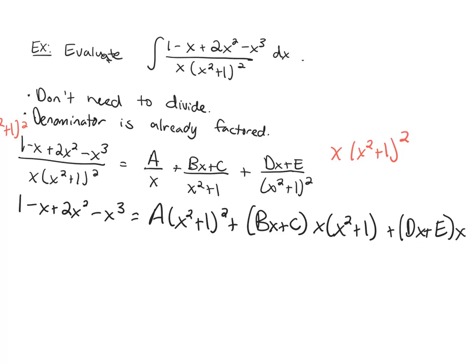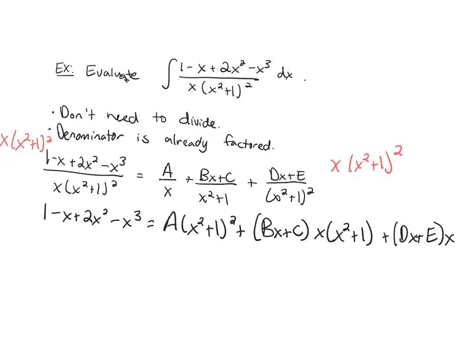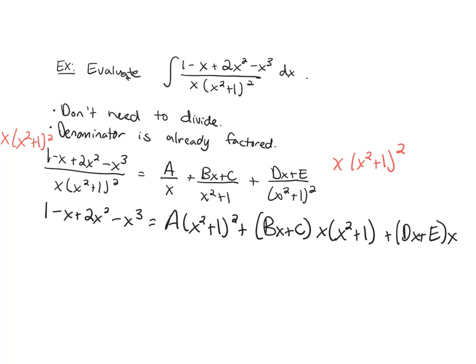So there were two ways that we solved for these constants before. One was we plugged in numbers for x. The other way was we compared coefficients. With us having 5 coefficients here, A, B, C, D, and E, I would go ahead and multiply everything out and compare coefficients. So you're gonna start by foiling out this x squared plus 1 squared, so it'll be x to the 4th plus 2x squared plus 1.